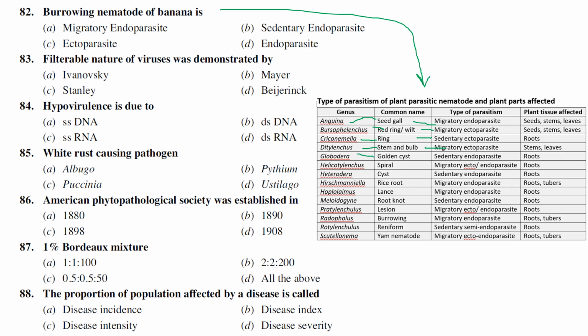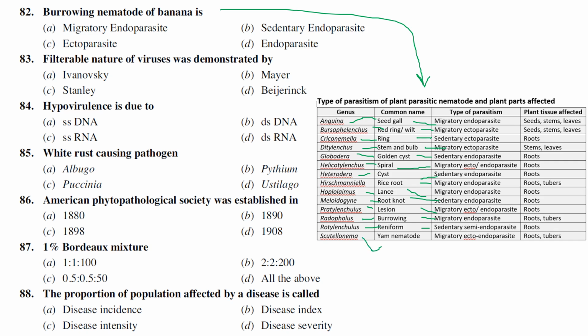Globodera, golden cyst nematode, sedentary endoparasite. Helicotylenchus, spiral nematode, which is a migratory ecto and endoparasite. Heterodera, cyst nematode, sedentary endoparasite. Hirschmanniella, rice root nematode, migratory endoparasite. Hoplolaimus, lance nematode, migratory endoparasite. Meloidogyne, root knot nematode, sedentary endoparasite. Pratylenchus, lesion nematode, migratory ecto and endoparasite. Radopholus, banana burrowing nematode, migratory endoparasite. Rotylenchulus, reniform nematode, sedentary semi-endoparasite.